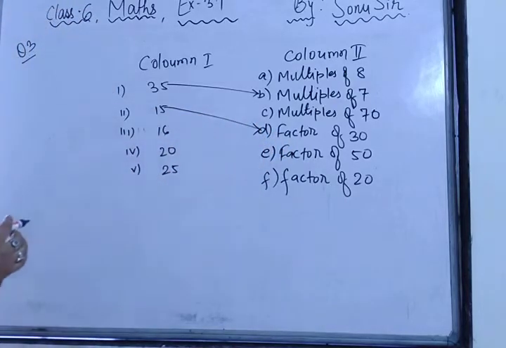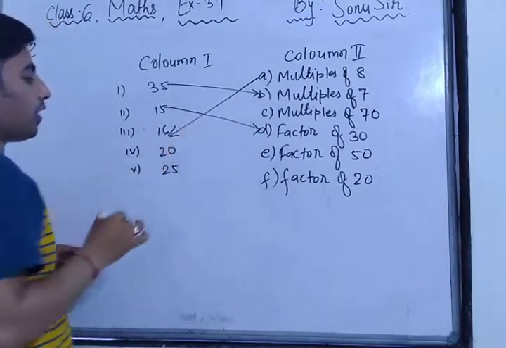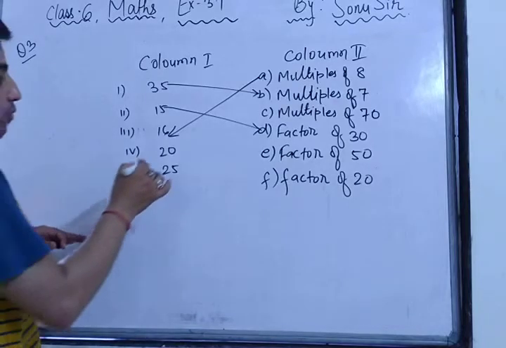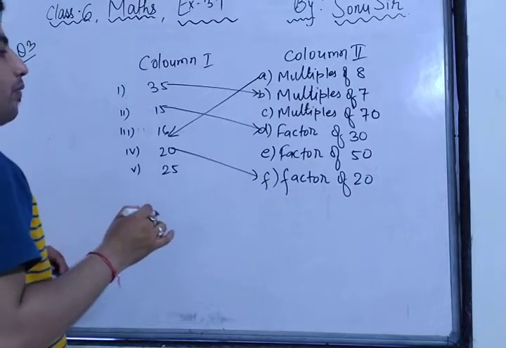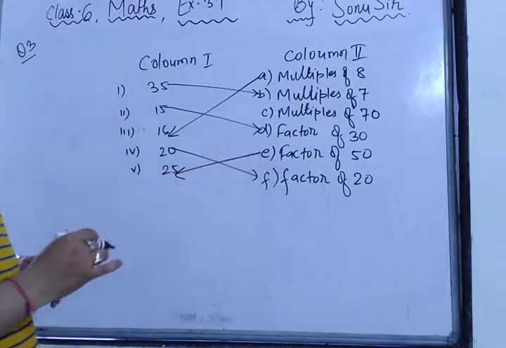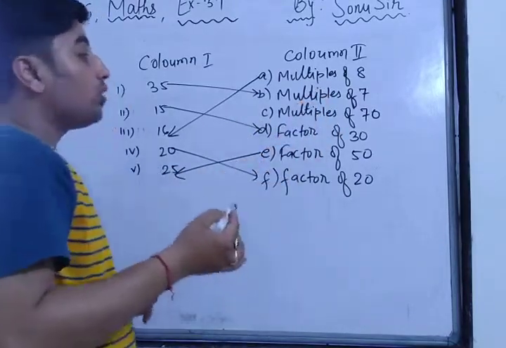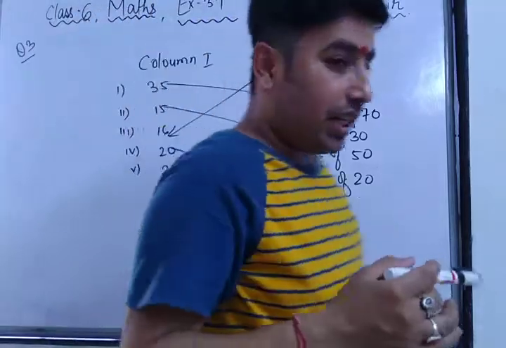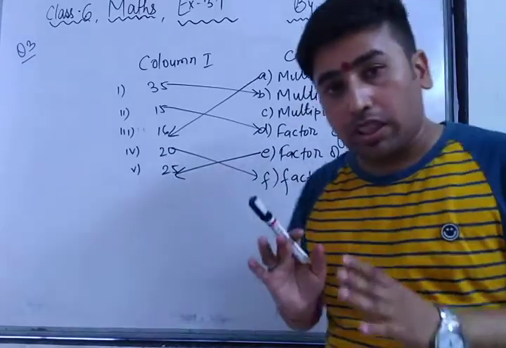If I talk about the 16, it is a multiple of it, right? It is a multiple of it. If I talk about the 20, 20 is a factor of 20. And if I talk about factor of 25, it means it is a factor of 20. See, there was one wrong extra option in column 2 just to confuse you, so that you should put the right answer. That's why we must be very much alert.